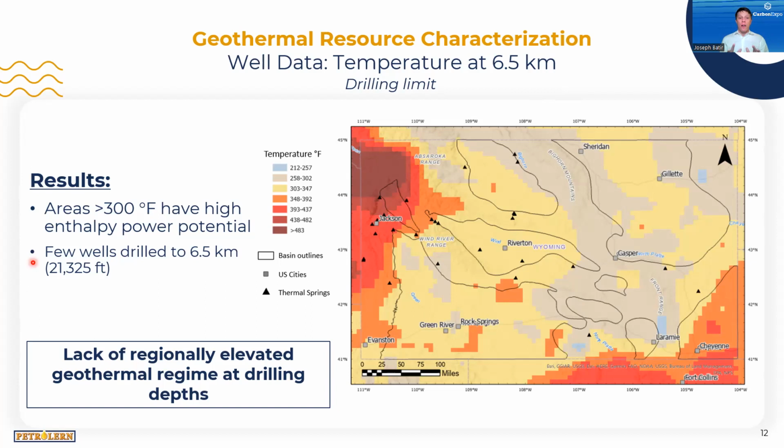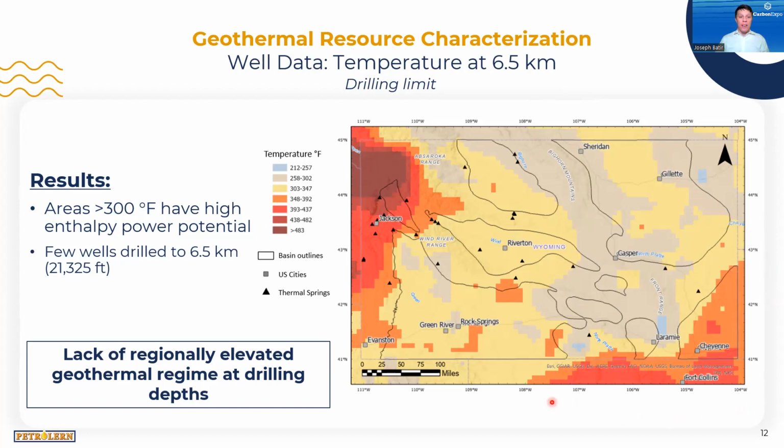But the point of this map is to say, what is the current drilling limit? Meaning, how deep are we currently drilling, and what are the temperatures at that depth? Here, looking at basically anything above 300 Fahrenheit, meaning this beige color, those are areas that have high enthalpy power potential. So those have geothermal power potential if we want to drill to 6.5 kilometers. These are areas that have that technical potential for power.